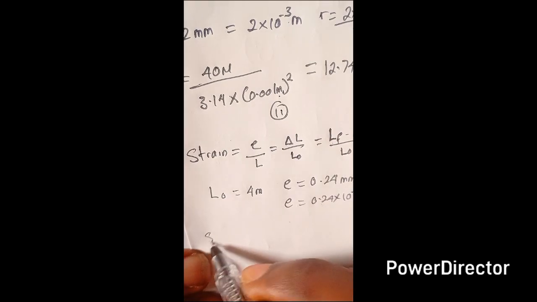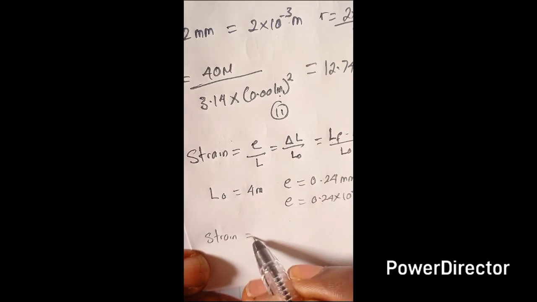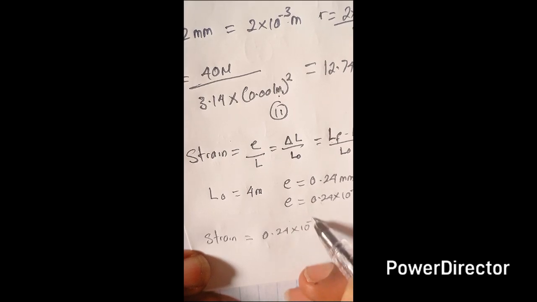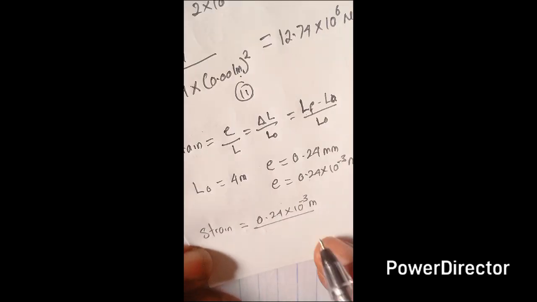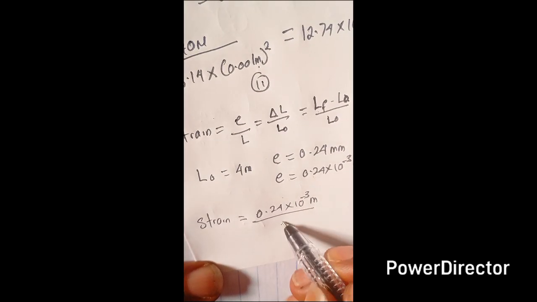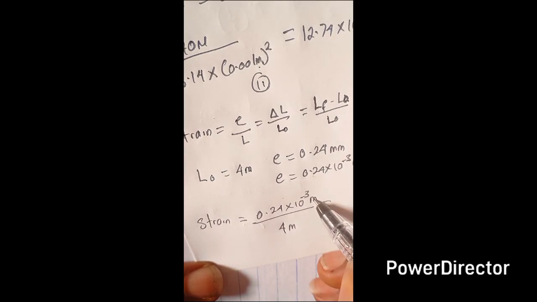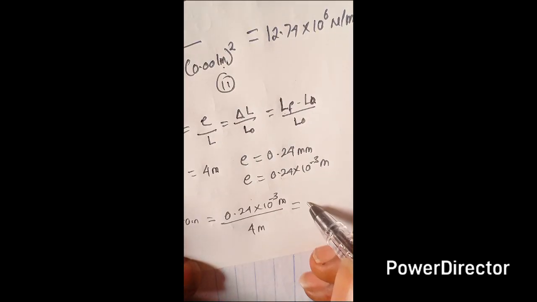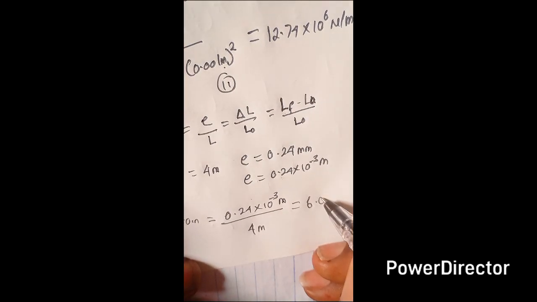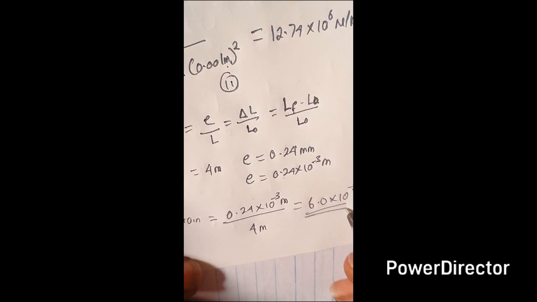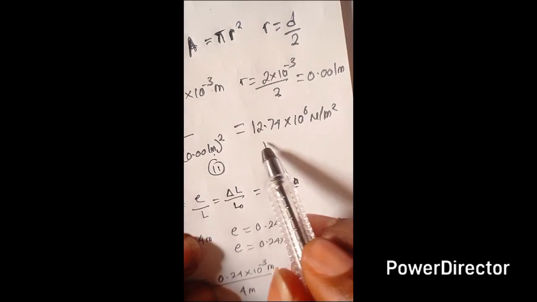So now from this we have our strain equals our extension, 0.24 times 10 raised to power minus 3 meter, over our original length, which is 4 meters. You see meter cancels meter, that's why strain is unitless. If we do this correctly, we are going to have 6.0 times 10 raised to the power of minus 5, no units. So this is our strain and this is our stress.